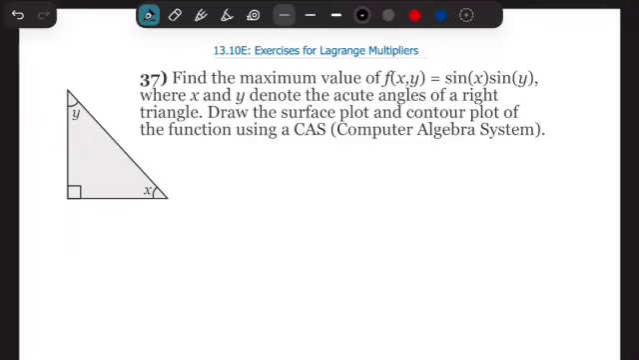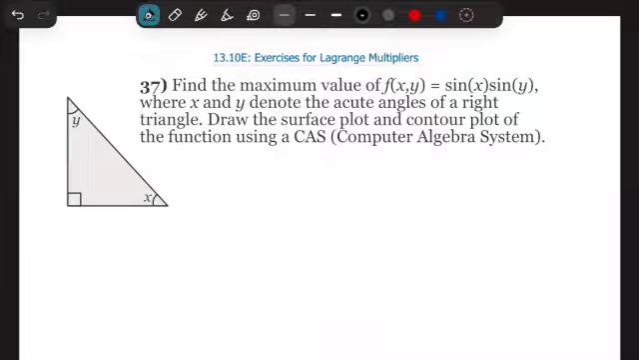Today I'm going to be going over problem 37 from 1310, exercises for Lagrange multipliers. This is for my discussion 10 post. I'm going to be doing this problem in a couple of different ways just because I was curious to see how the different approaches compared and the pros and cons of each.